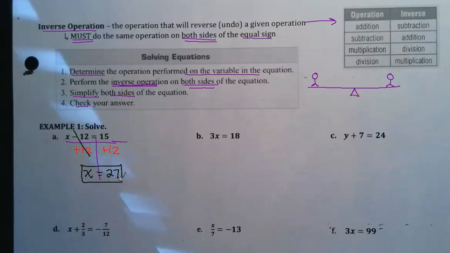This is the work that I expect you to show on your worksheet tonight. Okay, this is exactly what I'm talking about, what I'm showing you now. So copy this down exactly like I'm doing it.